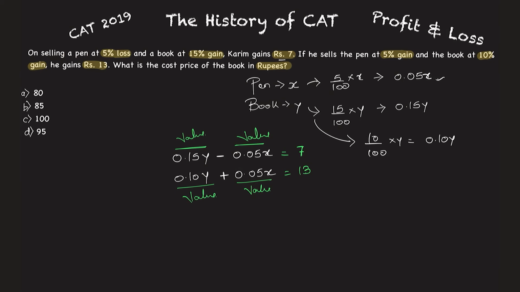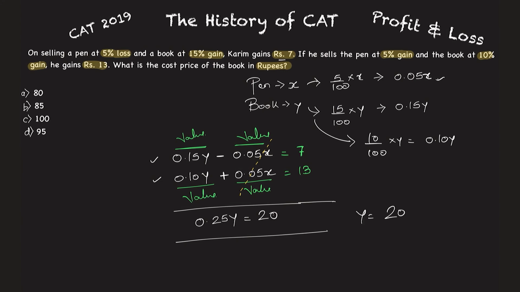So this is one equation we have, and this is another equation we have. Adding 1 and 2, it's as simple as that. If I add 1 and 2, this and this will get cancelled, plus 0.05X minus 0.05X. What are you left with then? 10 plus 15, that will be 25Y. That is equal to 20. So Y is equal to what?